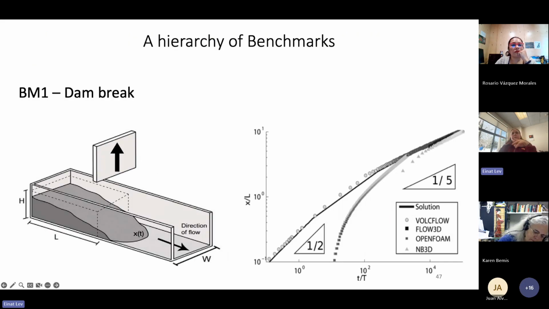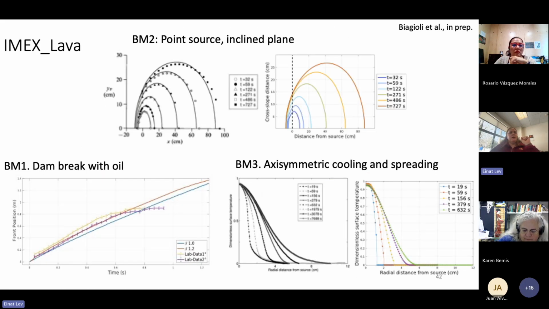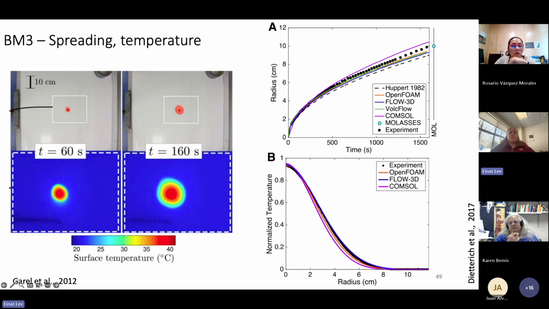Then there were a couple of papers about 10 years ago that defined a set of benchmark tests for lava flow models. The simplest was the dam break, and then going to a point source on an inclined plane, which is a very simple lava flow situation. Here, for example, are solutions from IMAX lava and other models for a spreading drop on an inclined plane and a dam break. Here are some experimental results that were used in that benchmark paper to compare different models.